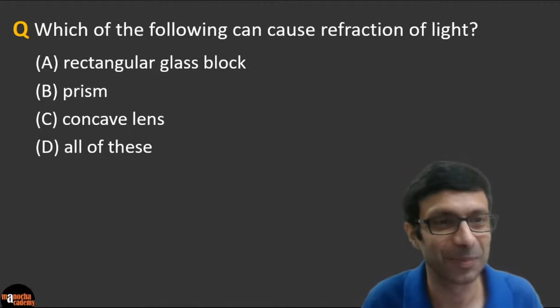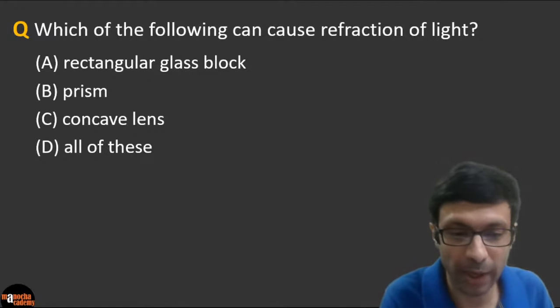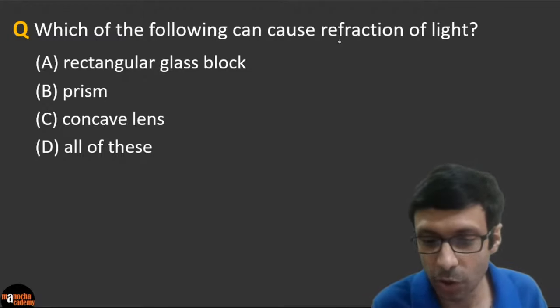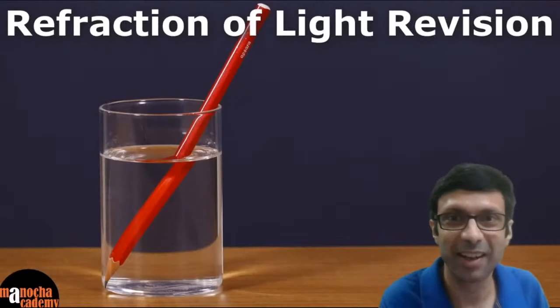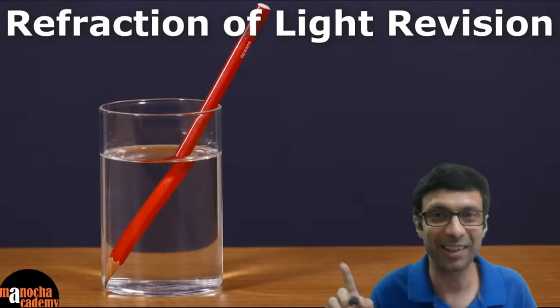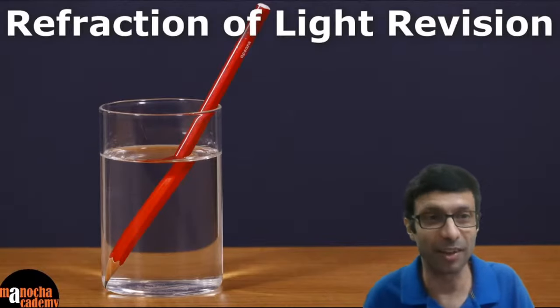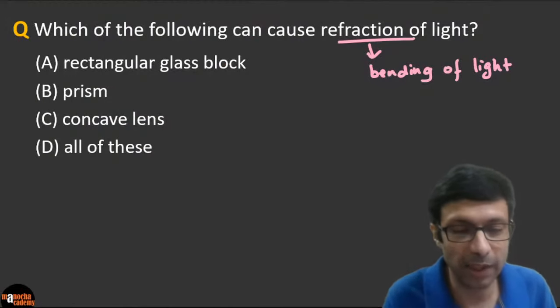All right. So what will be the answer? Which of the following can cause refraction of light? So guys, you know that refraction of light means bending of light. Bending of light, as you saw in the initial picture here, right? Can you see the pencil appears bent in this picture? Because there's water there, right? So refraction of light is bending of light. So which of these can cause it?